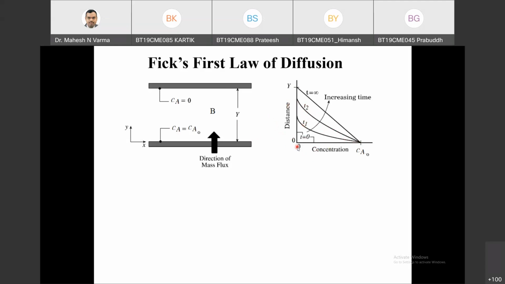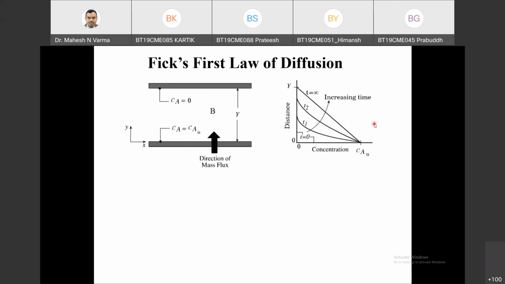Concentration is changing with time at a given location. Take this point here. At time t equals 0, concentration was 0, then at time t equals t1 this was Ca1, and at time t equals t2 this was Ca2, and these are all transient concentration profiles. We are not interested in these transient concentration profiles. So what will happen at steady state? At steady state, there will be a linear concentration variation. At the top plate concentration will be 0, and at the bottom plate concentration will be Ca0, and there will be a linear variation.